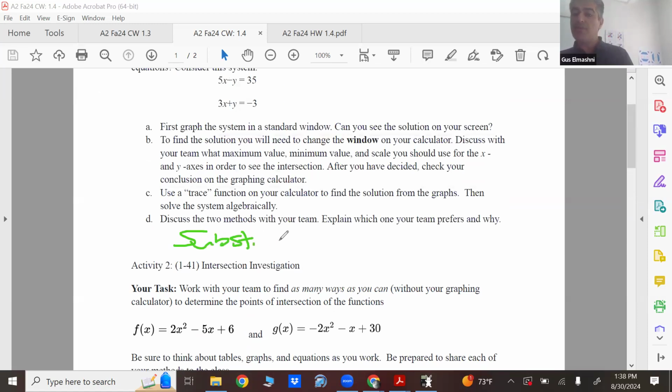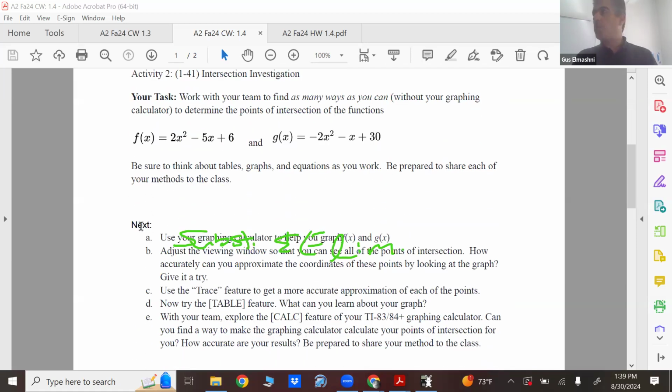Actually, there are other techniques too, which we'll learn later in the year. There's something called a matrix, and that within itself has several other methods. We're not there yet. We'll get there in spring, but there are other techniques using other kinds of skills that you'll learn down the road. But for now, substitution, elimination, graphing, those are the things we know.